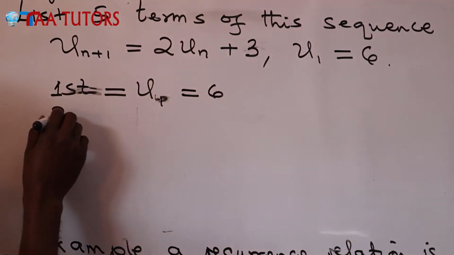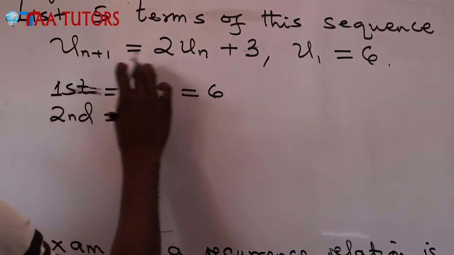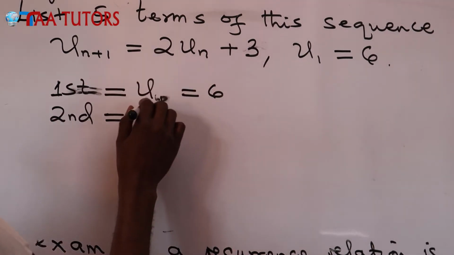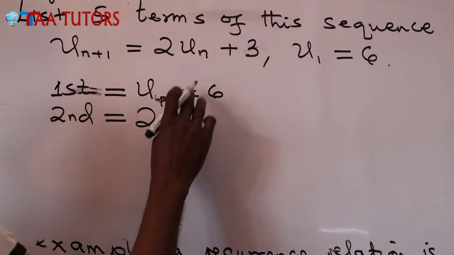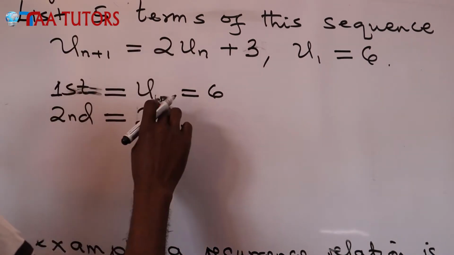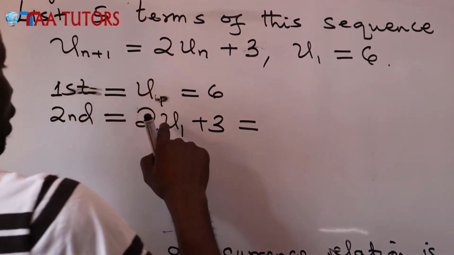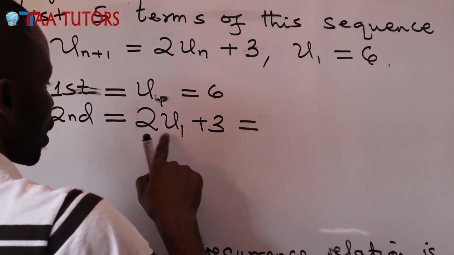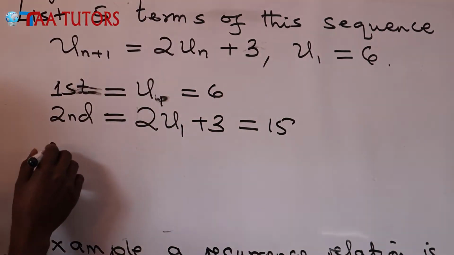If you want the second term, this is the formula for the next term: 2 u_n, where n here is actually 1, because we are substituting the previous term, term number 1, plus 3. That will be 2 times the first term, u_1, which is 6, so 6 times 2 is 12, plus 3 is 15.